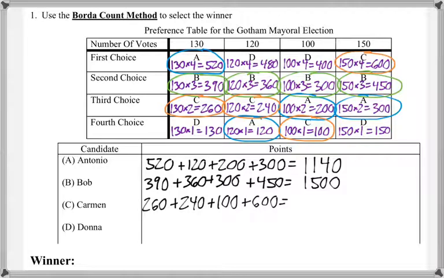Carmen got 260 plus 240 plus 100 plus 600. So that is 1,200 total points.